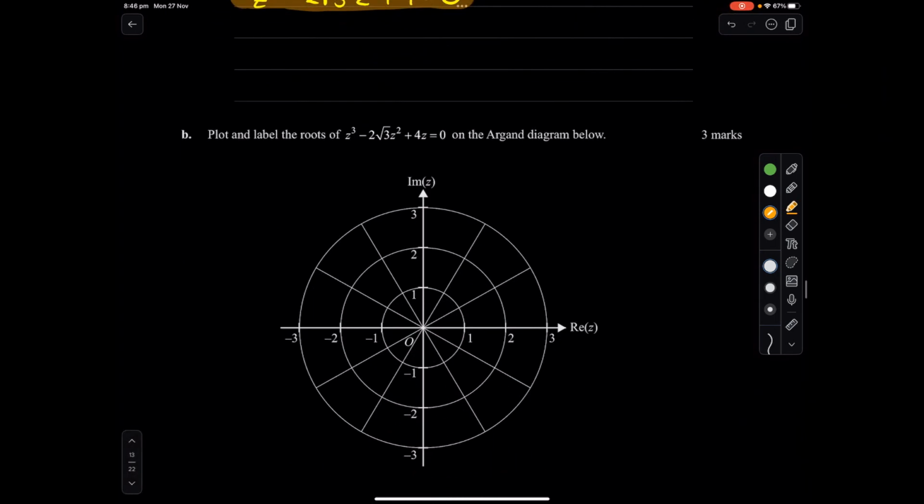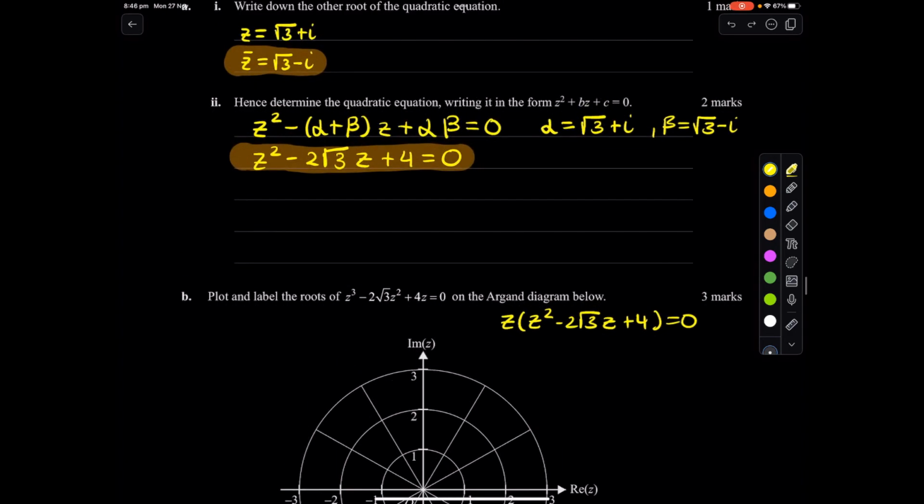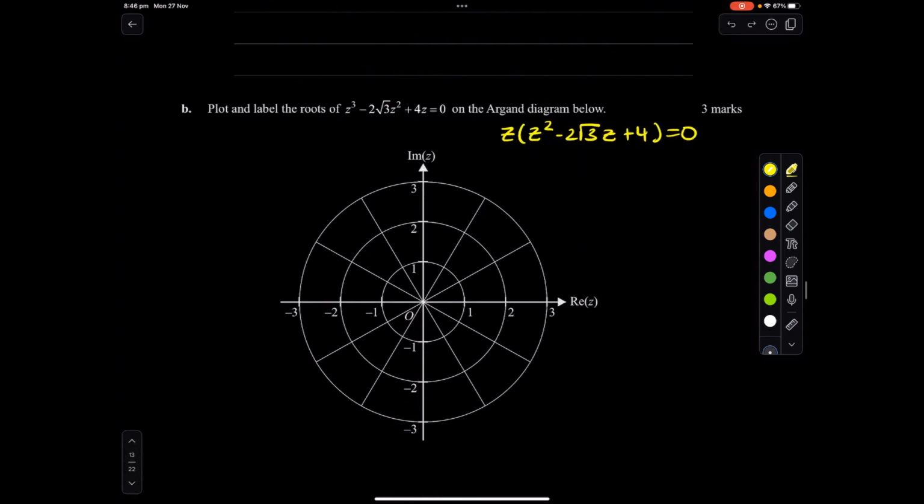Plot and label the roots of z cubed times this on the Argand diagram. Okay, so because there's a common factor of z, let me just take that z out. So that'll be z squared minus 2 root 3 z plus 4 equals 0. And this looks the same as our equation over here. But we also have one more root, which is z equals 0. And the other roots are still 2. So let's actually plot them.